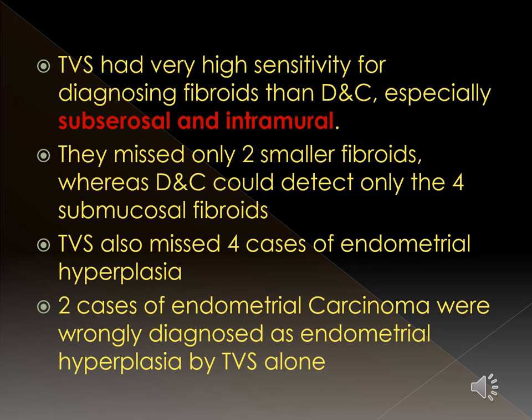We had a very high sensitivity for diagnosing fibroid on TVS compared to DNC, especially subserosal and intramural. They missed only two smaller fibroids, whereas DNC could detect only the four submucosal fibroids. TVS also made four cases of endometrial hyperplasia. Two cases of endometrial carcinoma were wrongly diagnosed as endometrial hyperplasia by TVS alone.